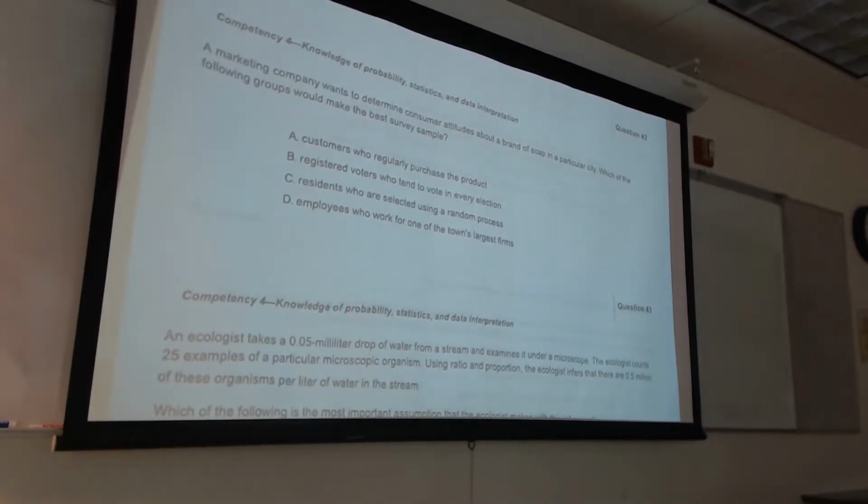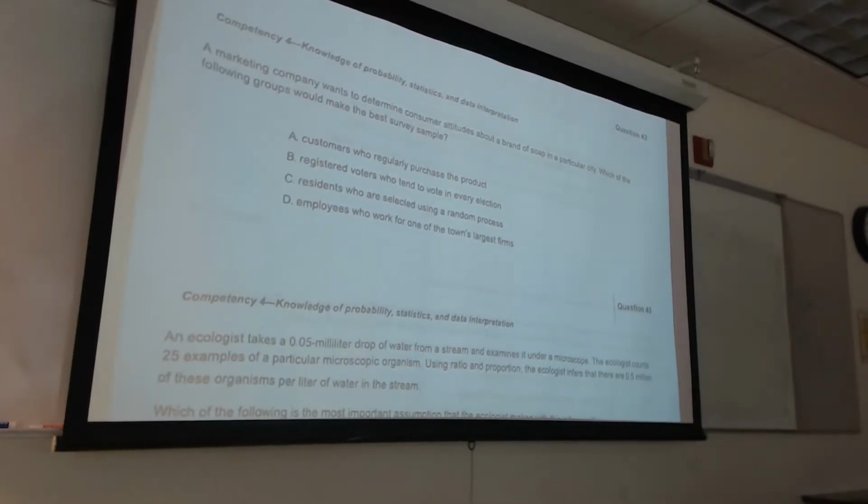If they're trying to go in a particular city: consumers who regularly purchase the product, okay. Registered voters who tend to vote in every election, okay. Residents who are selected using a random process, and employees who work for one of the town's largest firms. So we're trying to determine consumer attitudes about a brand of soap. Which one is the best to sample?